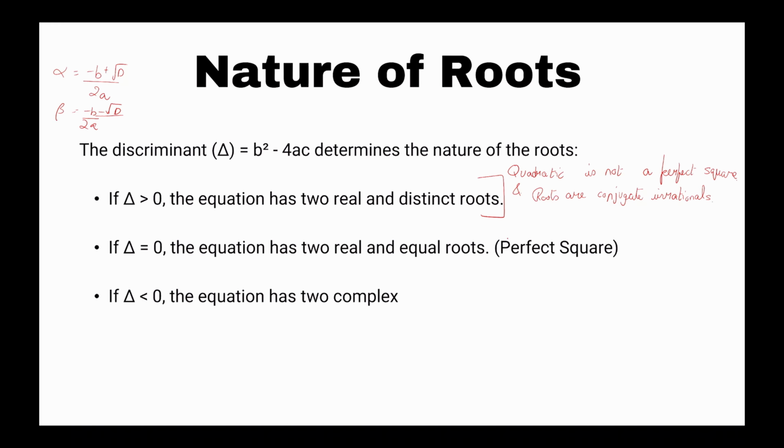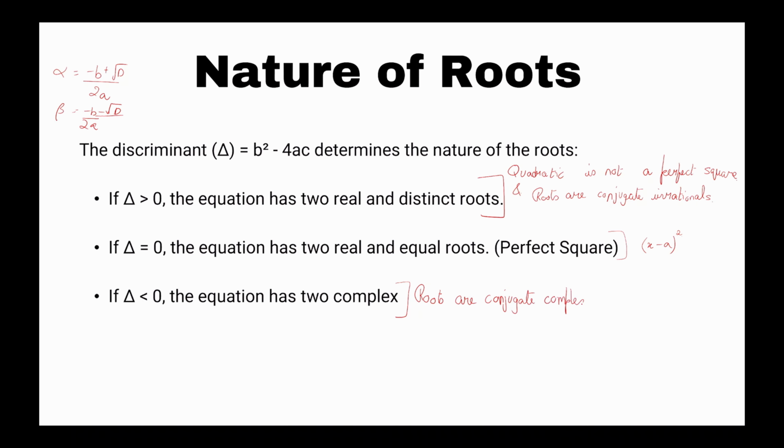For this, if it is equal to 0, our quadratic would be a perfect square. That means whatever our quadratic is, we can express it in this format. Now if delta is less than 0, the equation has complex roots. When do we say that we are going to have complex roots? That means our roots are going to be conjugate complex numbers. So inside the root we are going to have a negative value, which means we cannot solve that, right? So roots are conjugate complex numbers.